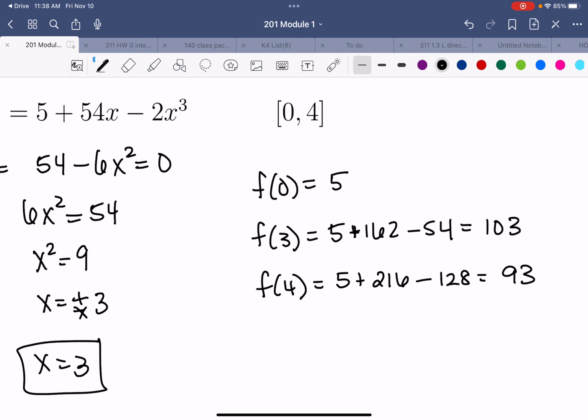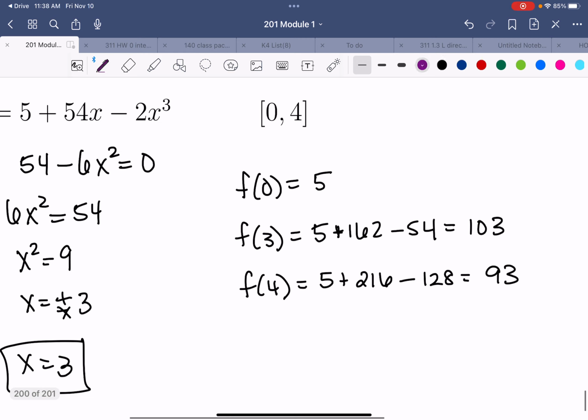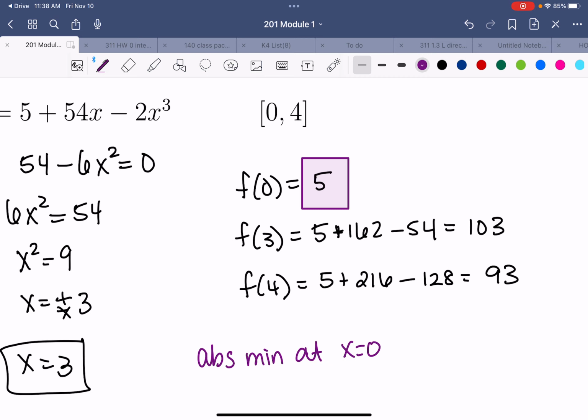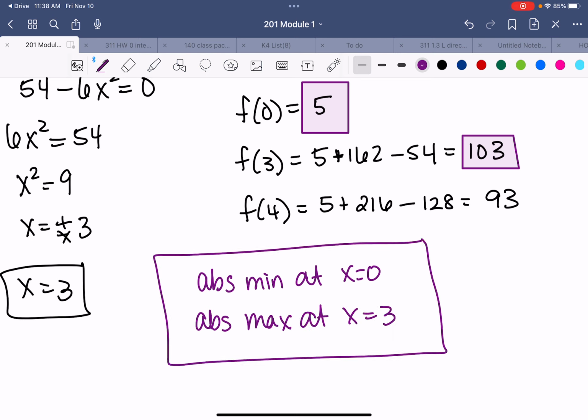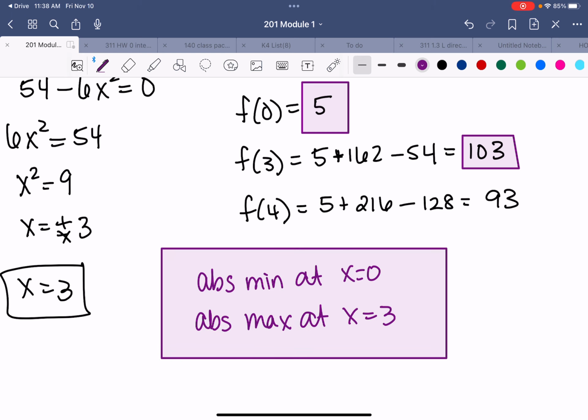And so I'm looking for the smallest and the largest. So my smallest is this one. So we have an absolute min at x equals 0. And my largest is the 103. So we have an absolute max at x equals 3. Okay.